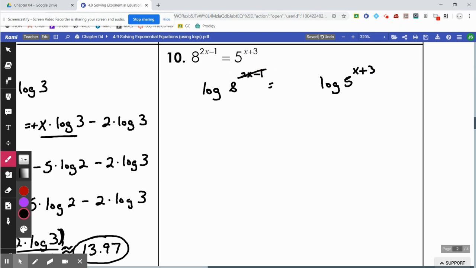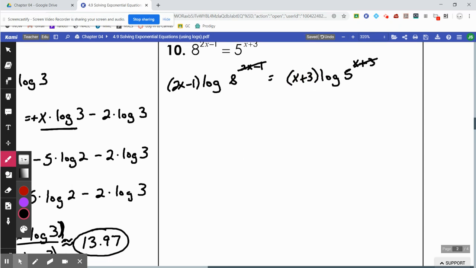Again, bring the exponents down front. You have the 2x minus 1 out front now and the x plus 3 out front. Make sure I put it in parentheses because I've got to distribute those to each of the logarithms. 2x times log of 8 would be 2x log 8. Minus 1 times log 8 would just be minus log 8. Equals x times log of 5 is simply x log 5, plus 3 times log of 5 would be 3 log 5.